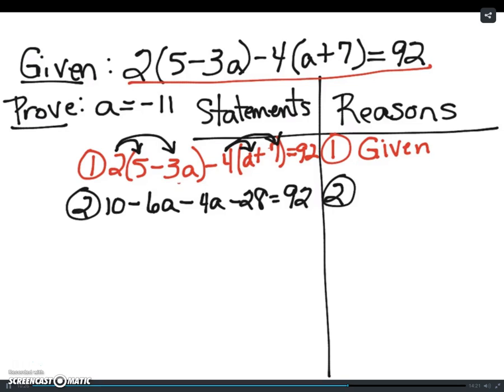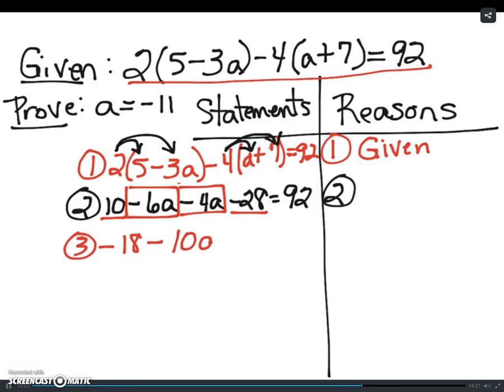Okay, so then we're going to go ahead, and I'm alternating colors here just so that you can see what they are. You don't have to do that on your paper. I just don't have the lines like you might on notebook paper. So our next step is going to be to combine our like terms, right? And so we're going to go ahead and do that. So 10 minus 28 is negative 18, and negative 6 minus negative 4, those both have a's, are going to be negative 10a. That equals 92.